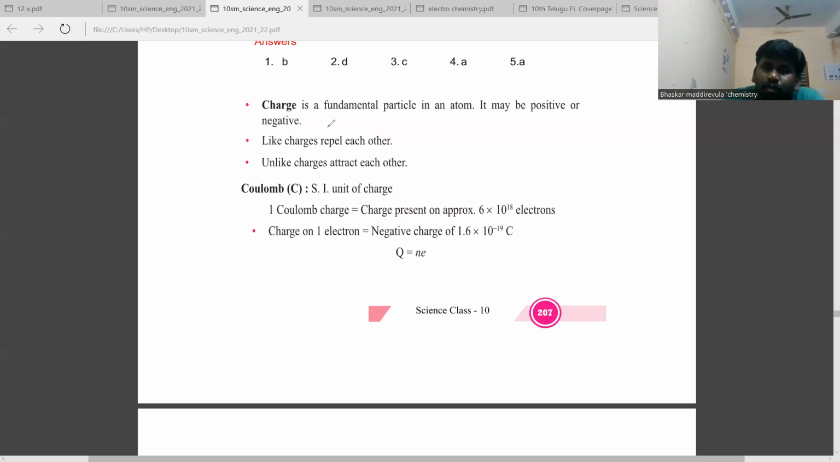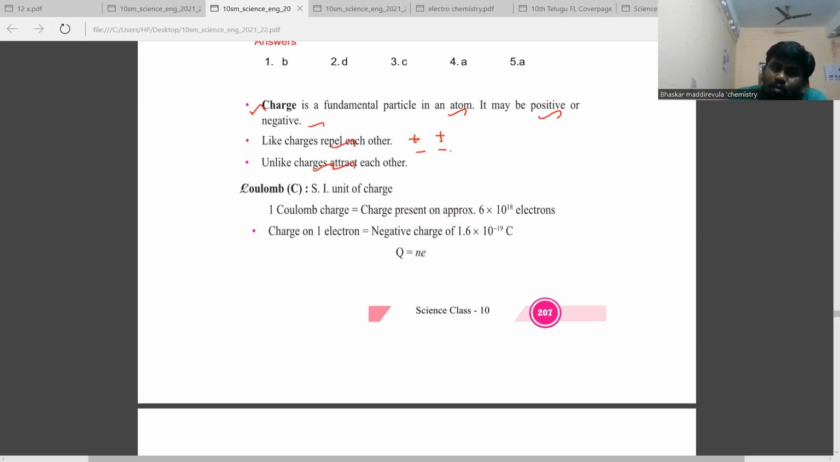Now, next we'll learn some important terms under electricity. First we go with what we call charge. Charge is the fundamental property of the atom. The charge may be either positive or negative. Like charges, that means positive and positive, repel each other. Negative charges repel each other. Unlike charges, that means positive and negative, attract each other. This is the basic property of charges: like charges repel, unlike charges attract each other.